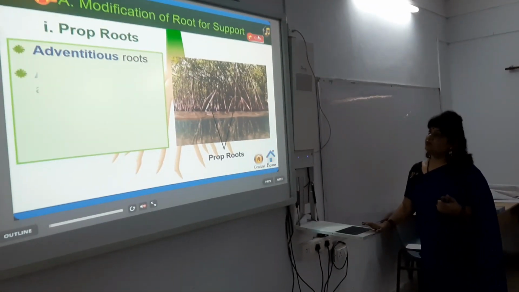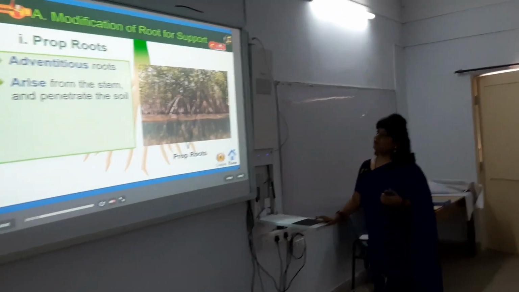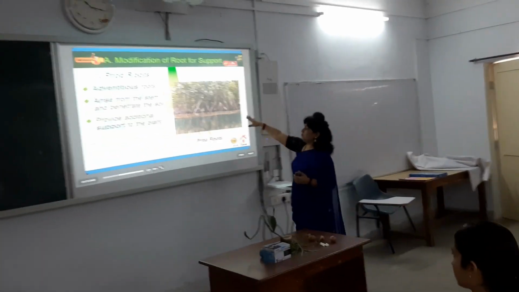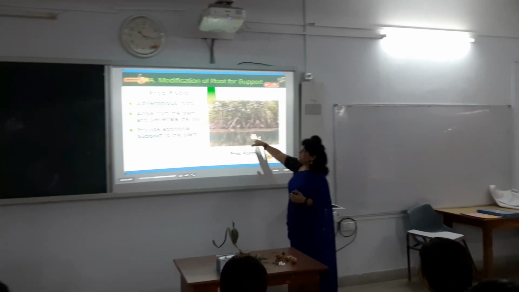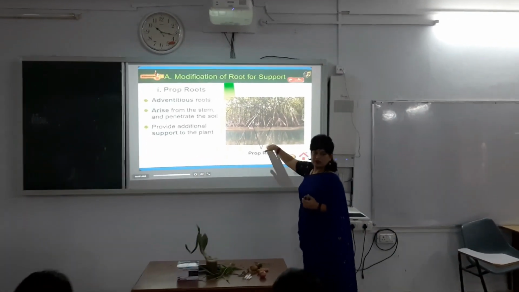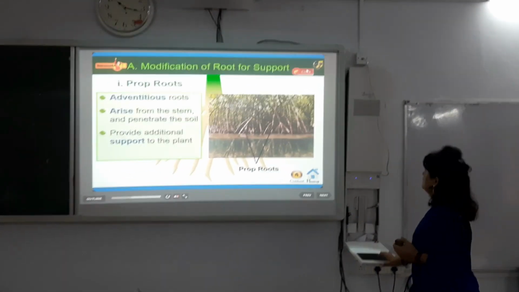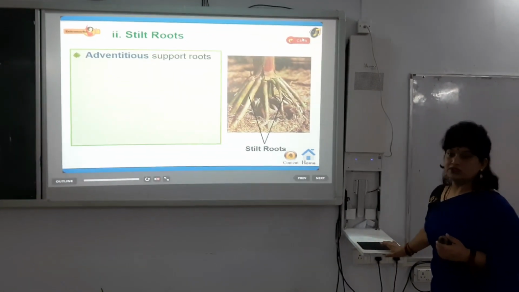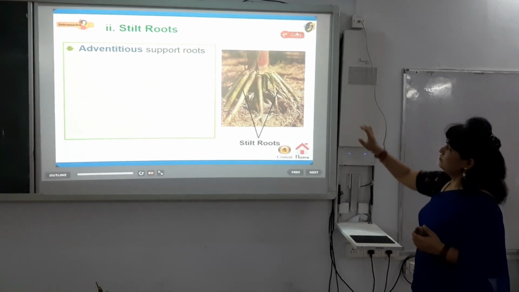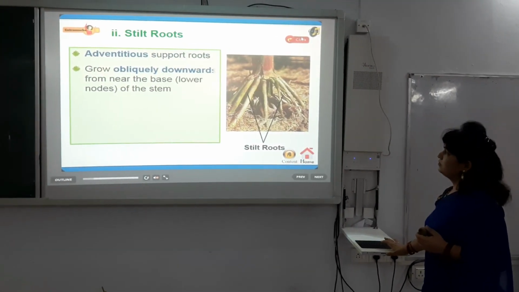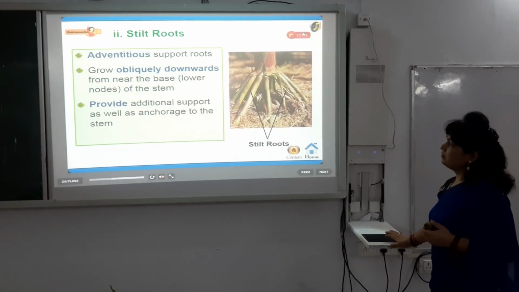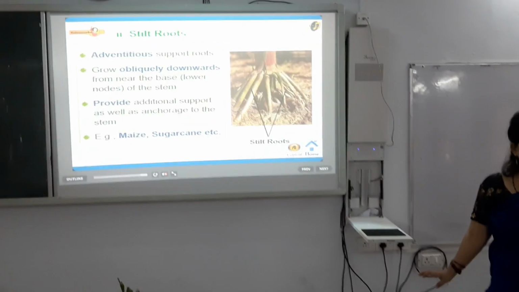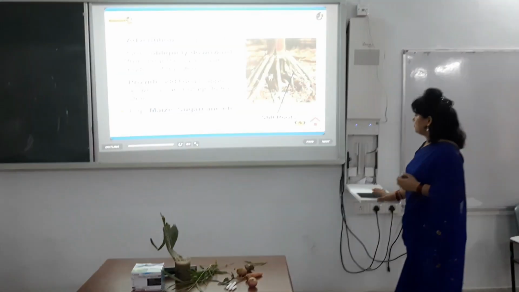First is called prop root. You can see some of the examples here. These are prop roots. You can see one of the pics over here of the prop root arising from the stem and penetrating the soil. Yes. Okay. Then another modification, stilt root. They grow obliquely down, giving additional support as well. Very common example is maize and sugarcane. You can observe it.